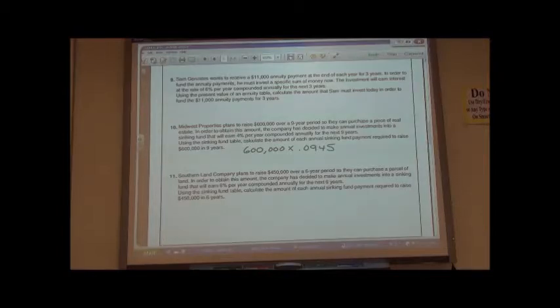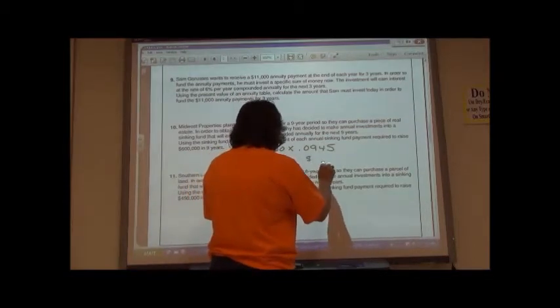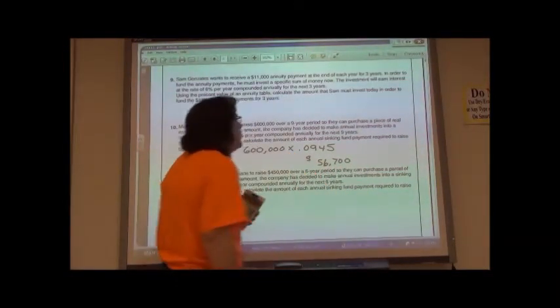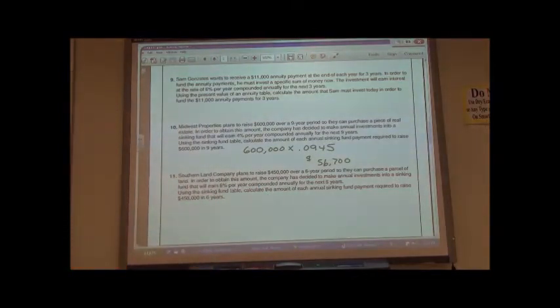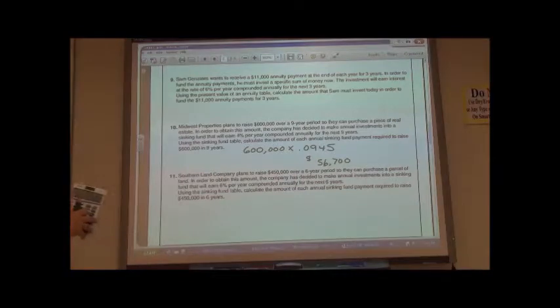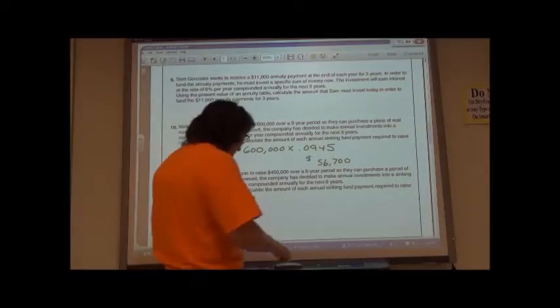600,000 times 0.0945 gives me $56,700. So each year, $56,700 would have to be put into my sinking fund so that after 9 years, I'd have the $600,000 in there. I don't know who has $56,700 to put in every year, but evidently this is a big company.